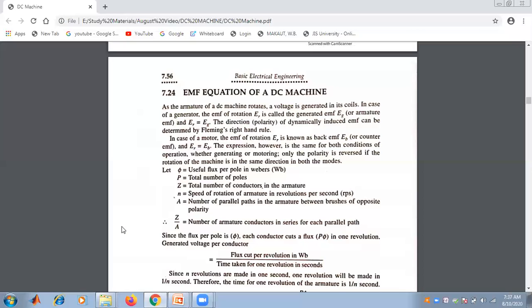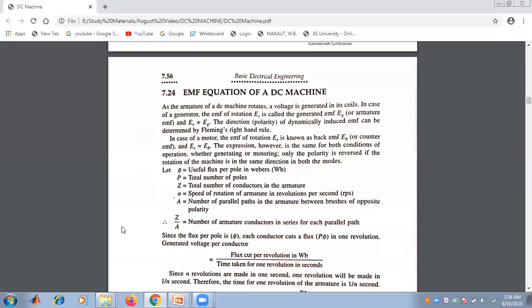The direction, that is polarity of dynamically induced EMF, can be determined by Fleming's right hand rule. In case of the motor, the EMF of rotation, that is ER, is also known as back EMF, EB, or counter EMF, and ER equals EB. The expression, however, is the same for both the conditions of operation, generating or motoring. Only the polarity is reversed if the rotation of the machine is in the same direction in both the modes.